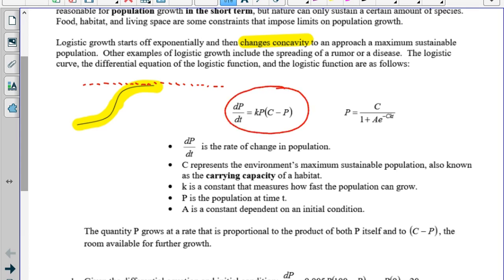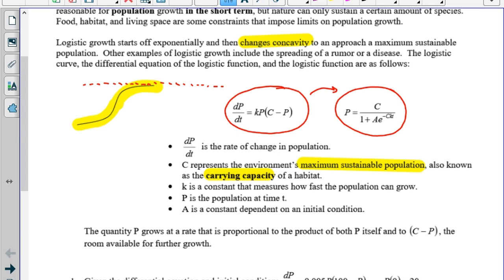The differential equation, dP/dt, is equal to some constant times the population times the difference between the carrying capacity and the population. Notice the carrying capacity of a population is the maximum sustainable population that you have. And then we also have this equation, which is the general equation of a logistic growth function. I will explain at the end of the video, as kind of a bonus, how we get from the differential equation to here.